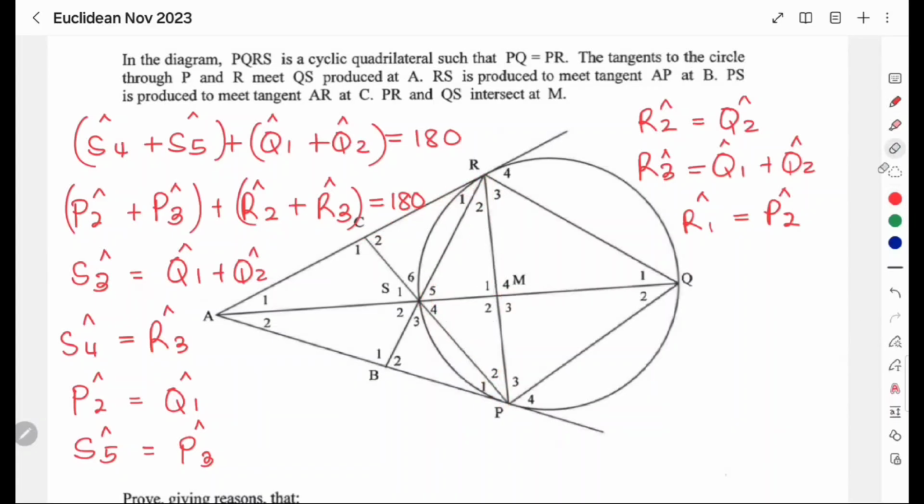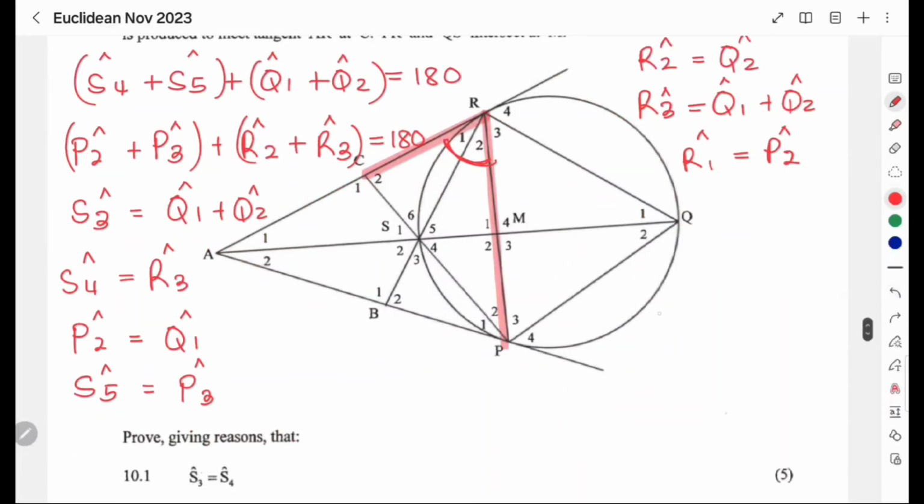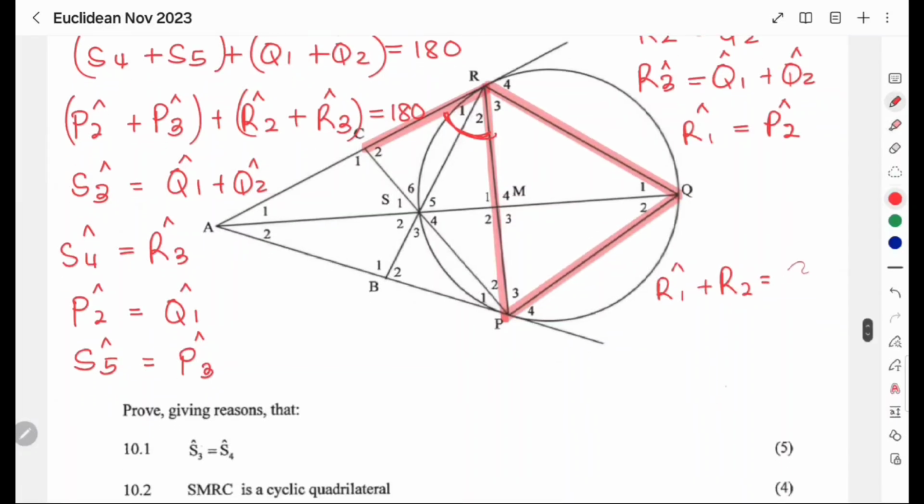Then we can also use the same tangent CR and a different chord, the chord PR. And the angle between the tangent CR and the chord PR is R1 and R2. And this angle R1 and R2 is equal to the angle in the alternate segment, which is the angle Q, or you can call it Q1 and Q2.